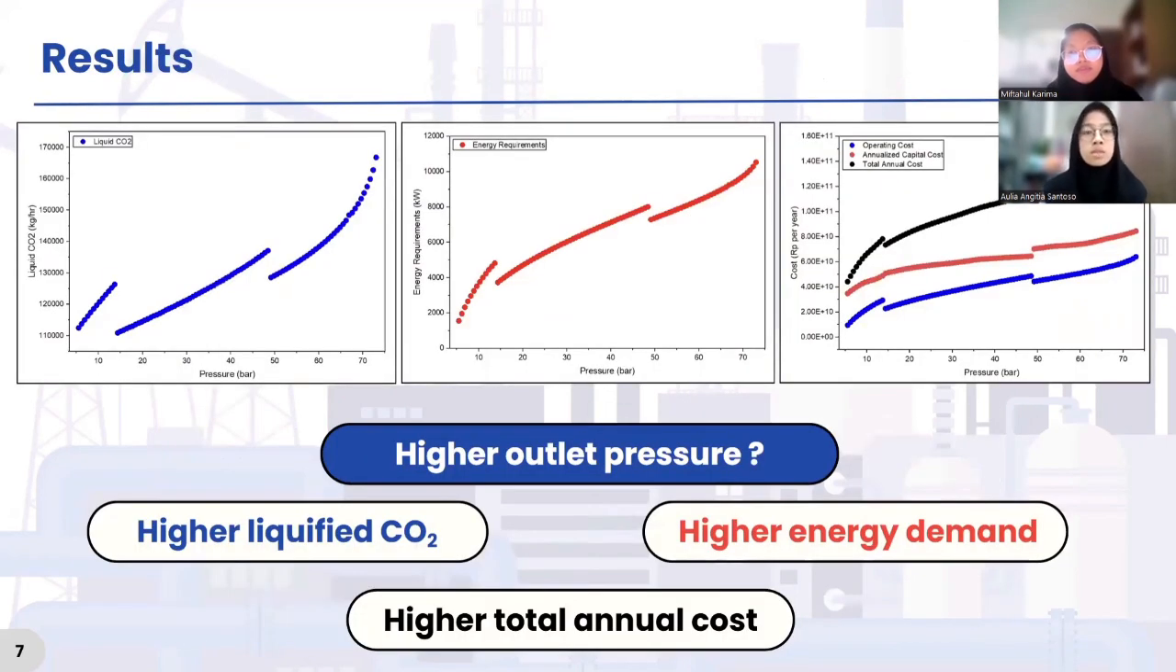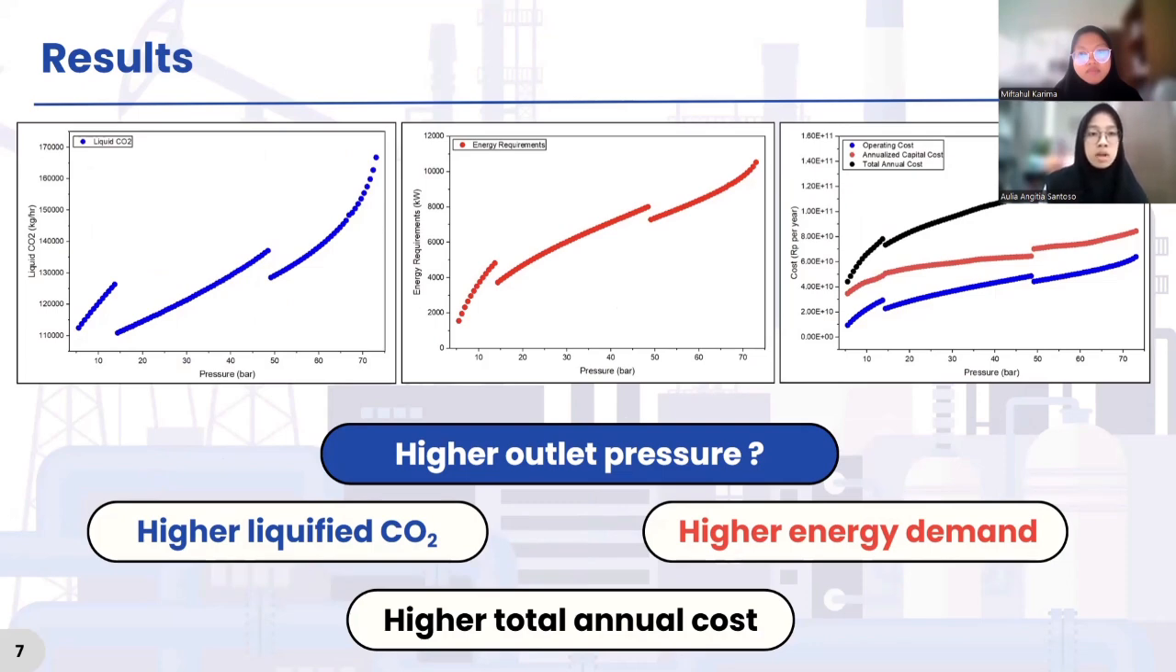From the Aspen HYSYS simulation result, we observed a trade-off between CO2 liquefaction capacity, energy consumption, and economic performance. Increasing CO2 outlet pressure improves liquefaction capacity. However, it also increases energy consumption. Higher outlet pressure leads to higher capital and operating costs due to increased equipment specifications and energy demand. As a result, total annual cost also increases.